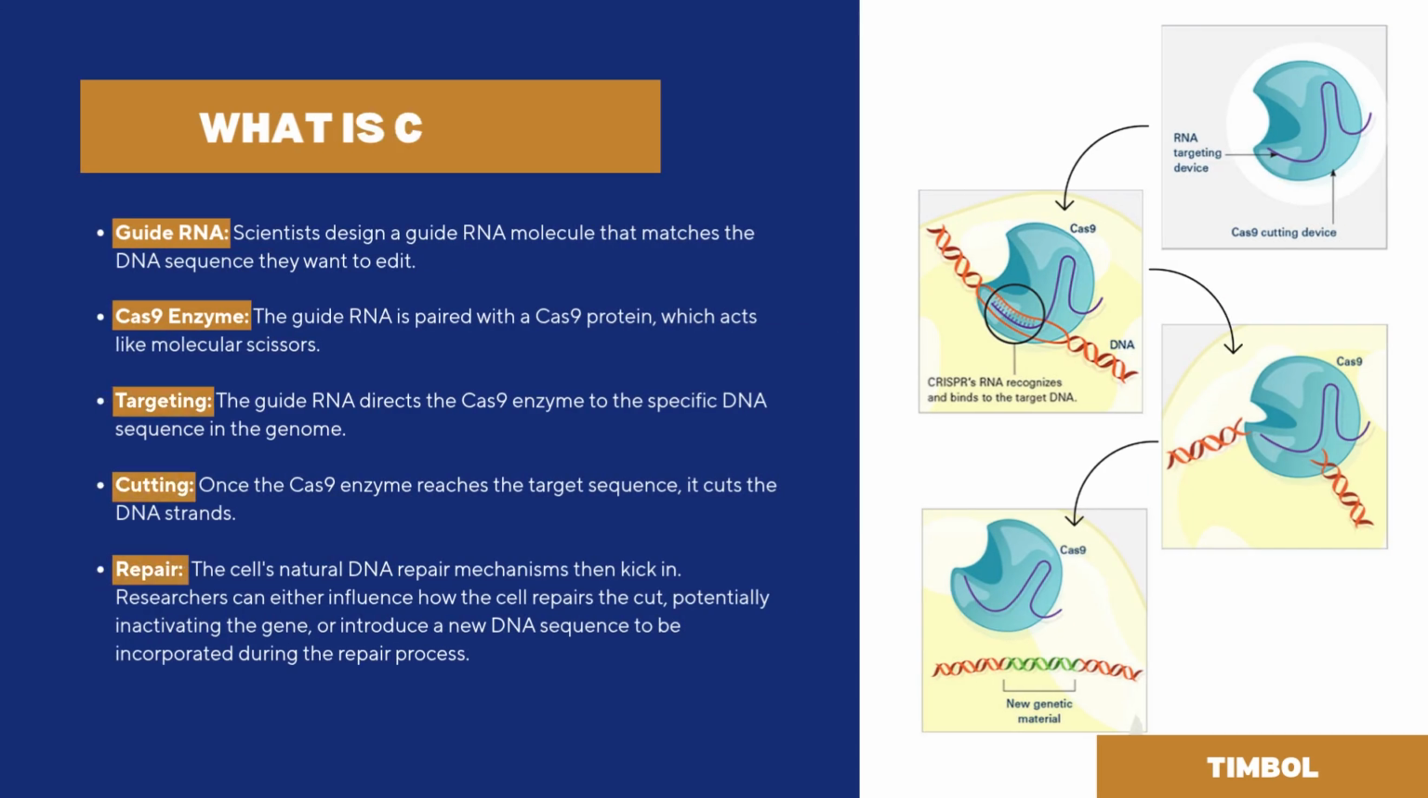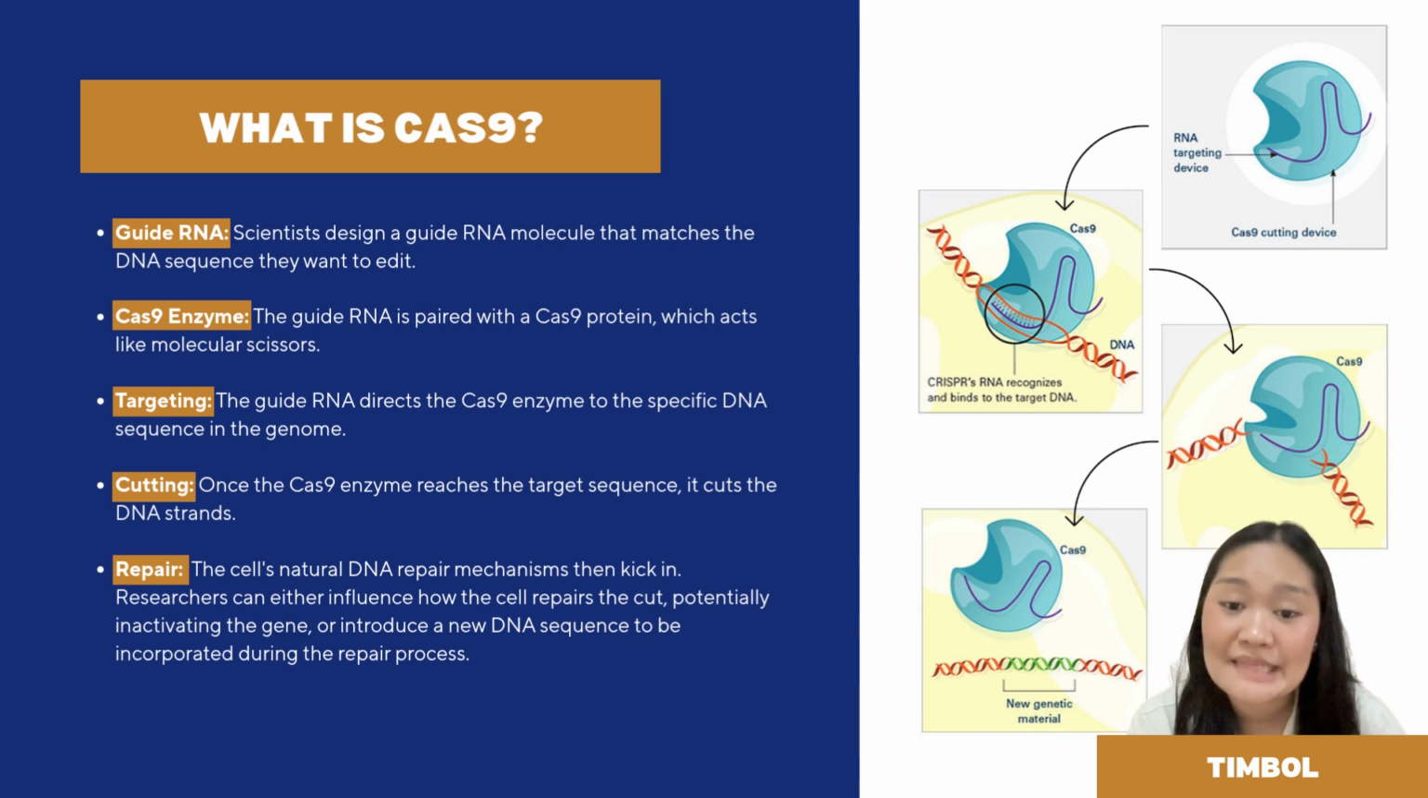In this presentation, we'll go over two types of CRISPR, CRISPR-Cas9 and CRISPR-Cas12a. So first, CRISPR-Cas9, how does it work? Scientists design a guide RNA molecule that matches the DNA sequence they want to edit, and the guide RNA is paired with Cas9 protein, which acts like a molecular scissor. The guide RNA then directs a Cas9 enzyme to the specific DNA sequence in the genome, and once a Cas9 enzyme reaches the target sequence, it cuts the DNA strands.